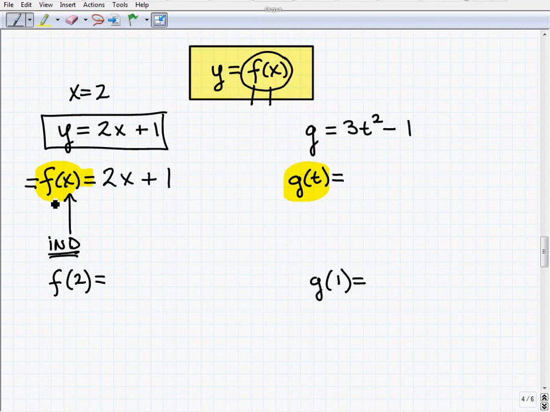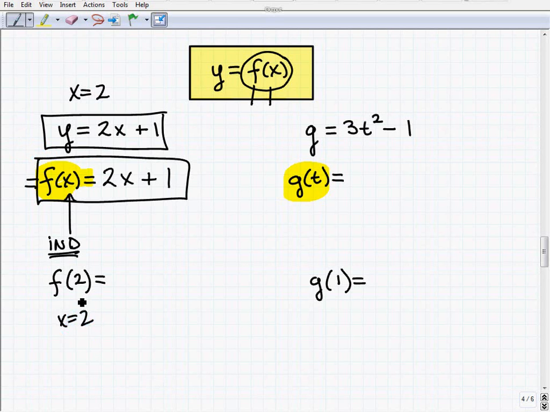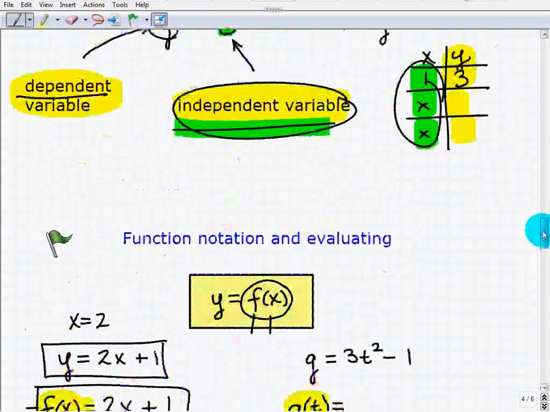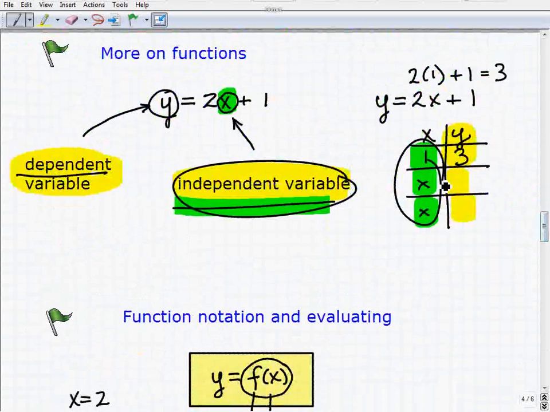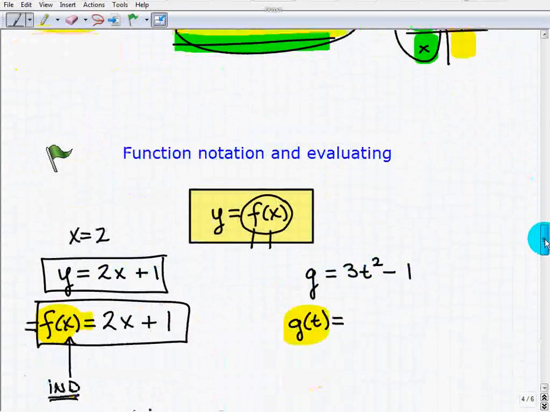So what do you think f of 2 is going to be for this particular function? Alright, so x is going to be equal to 2. That's why there's no longer an x in here. We have a 2. So it's going to be 2 times 2 plus 1, which is 4 plus 1, 5. So remember up here when we're working with the table of values, we're doing the exact same thing.